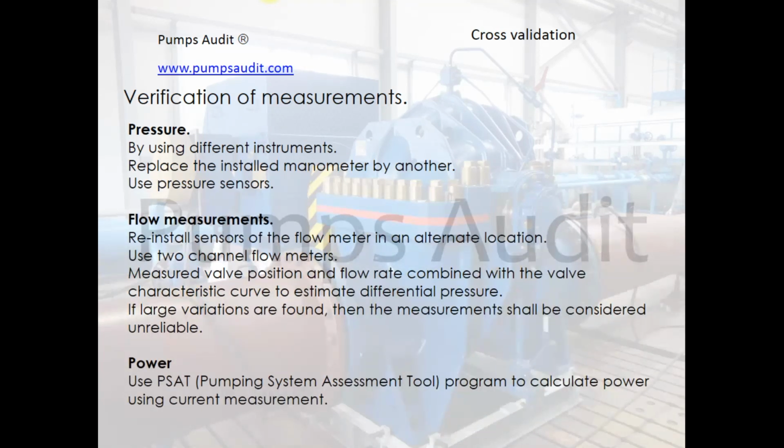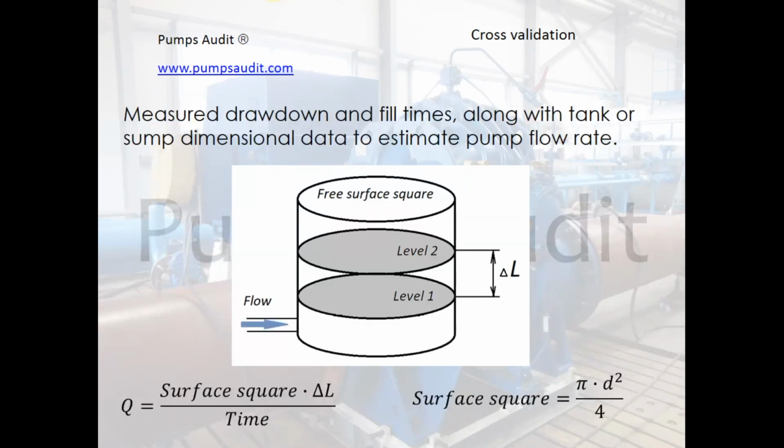Electrical power can be calculated from amperage measurements by using the Pumping System Assessment Tool program which was developed by the US Department of Energy. For flow measurements taken with a clamp-on ultrasonic flow meter, alternative measuring methods such as verifying the flow rate with a simple pump-down test can be used, if the pump suction or discharge tank can be isolated.